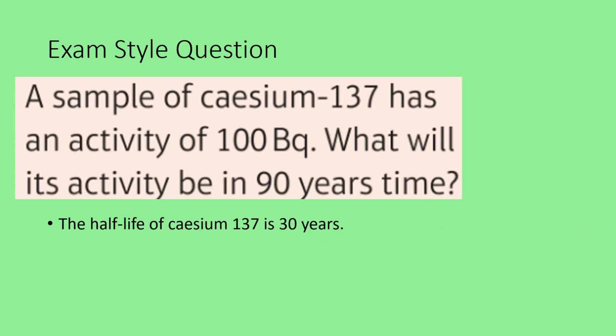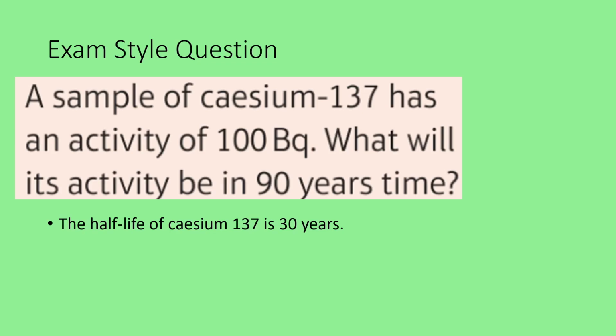So the question says, a sample of cesium-137 has an activity of 100 becquerels. What will the activity be after 90 years? I've put a little bit of information at the bottom and told you that the half-life of cesium-137 is 30 years. So we'd start by trying to work out, how many half-lives is that?